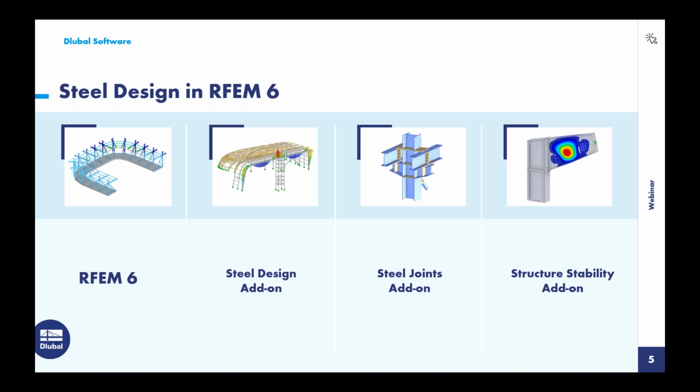I also mentioned here the Structure Stability add-on. This is needed if we wanted to carry out an eigenvalue analysis for our connections to determine the various buckling mode shapes, which we'll see in our example today.